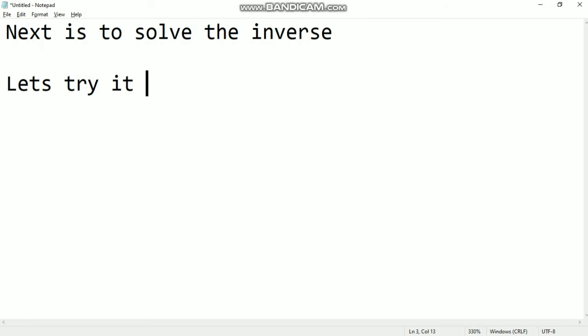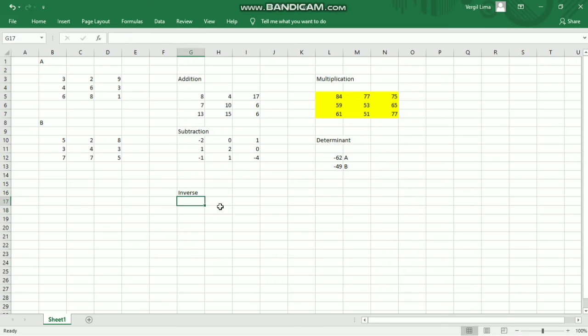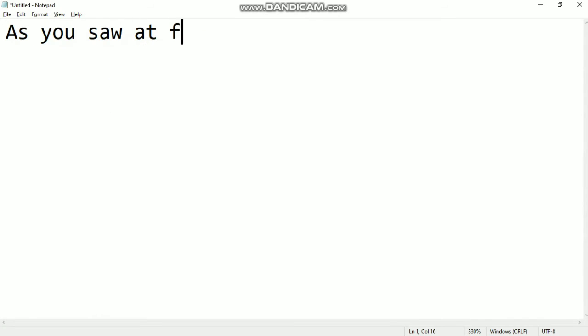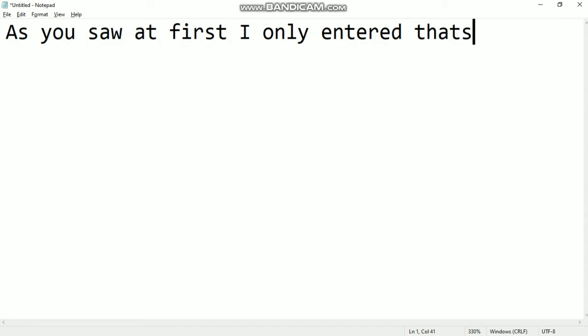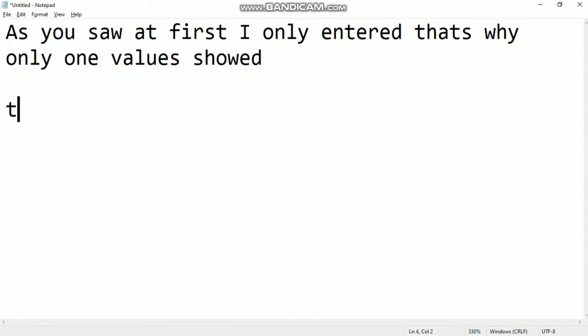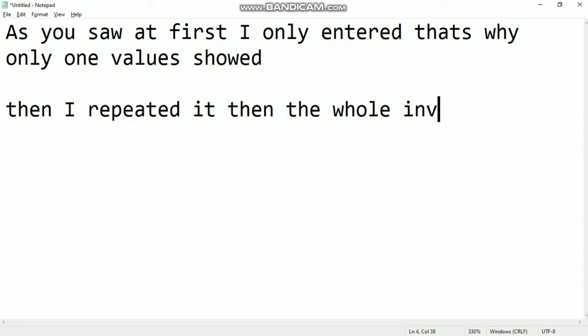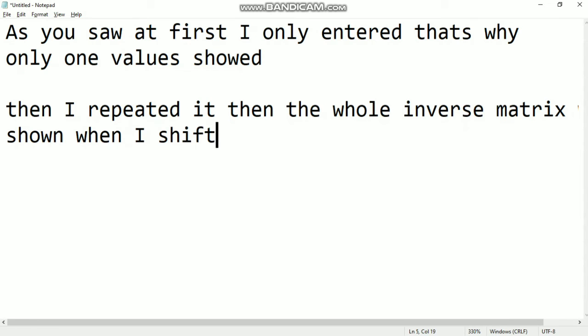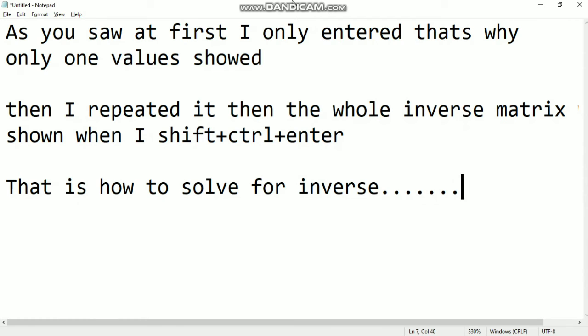Let's try it. As you saw, at first I only entered the formula, that's why only one value showed. Then I repeated it, and the whole inverse matrix was shown when I pressed Shift plus Control plus Enter. That is how to solve the inverse.